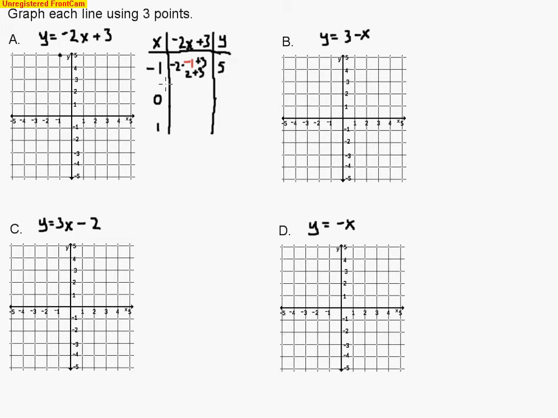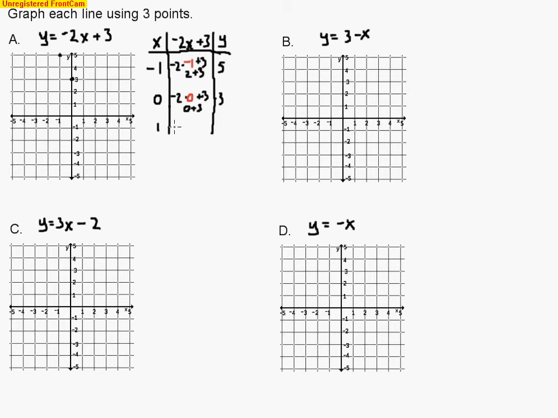And then we do the next one. So again, it's -2 times, and then instead of the x again, I'm going to put the value that x is, that we're assigning x. In this case it's 0. And then we go ahead and add the 3 and do the work. Well, -2 times 0 makes 0. 0 plus 3 gives me 3. So there's my point, 0, 3. So I'm going to go over 0 but up 3 spaces and then put the dot there.